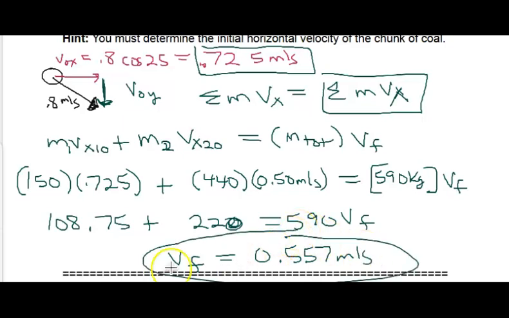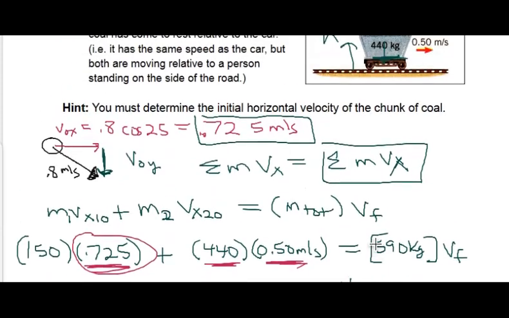Let's see if that makes sense. This was going 0.5. It was heavier. And this was going 0.725. So that's going to shift the total speed up. And it ends up going 0.557 total together.